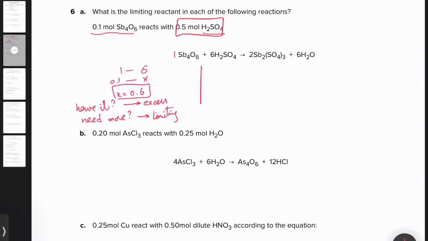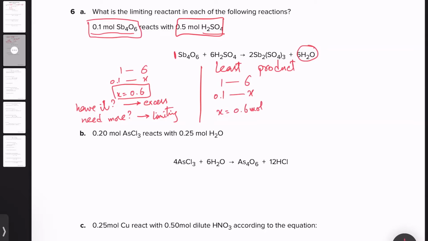The other approach is called the least product method. Again, I've just made all of this up, so you won't find it in the book. The least product method says you pick any one of the products. So I pick water. One of this produces 6 of water, so 0.1 will produce X of water. X comes out to be 0.6 mole. So if I use all of this, I will be able to produce 0.6 moles.